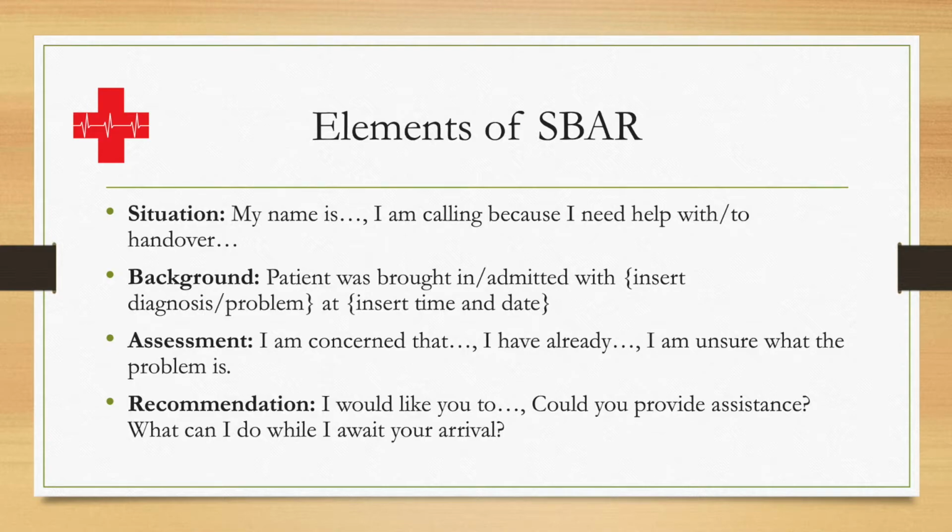And what you need comes under recommendation, the R, which is what I would like the other party to do. Could you provide assistance? Could you prescribe something? Could you send somebody? Could you arrange for all of those things? And in the recommendation section also, you can get instructions or ideas on what you can do while you wait for the support to arrive with you.